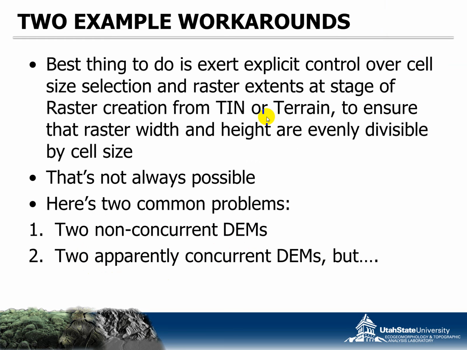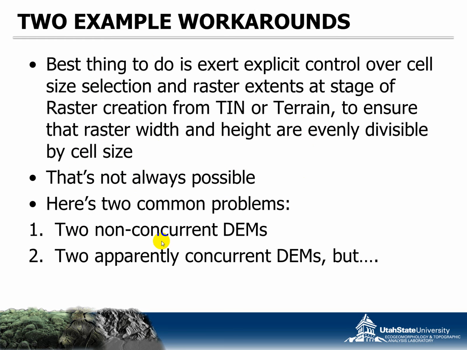And so, like I say on this last page, the best thing to do is exert explicit control over the cell size selection and raster extents at the stage of raster creation, but to ensure that raster width and height are evenly divisible by cell size. But this is not always possible, right? So this is the best thing, but oftentimes all you have are the rasters to work with.